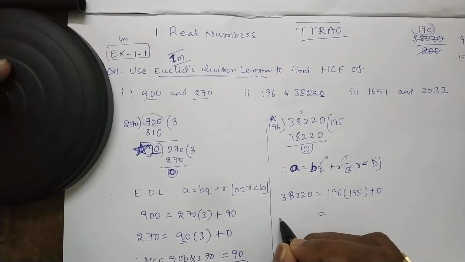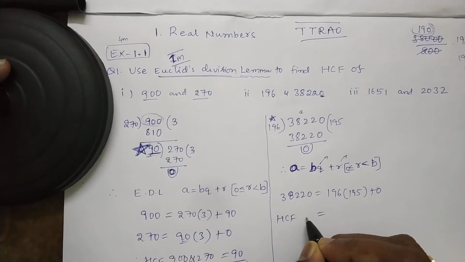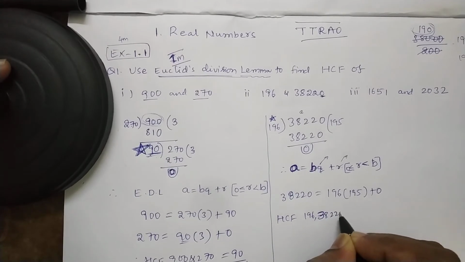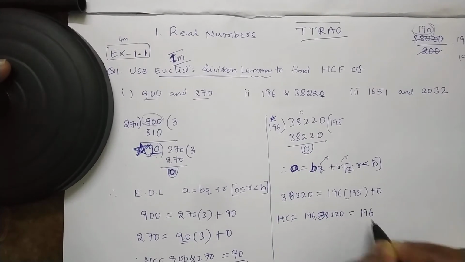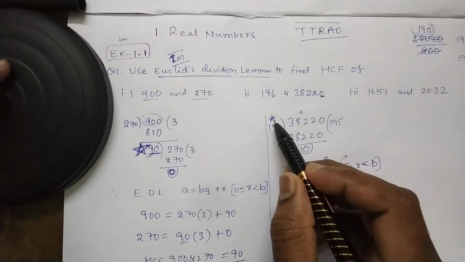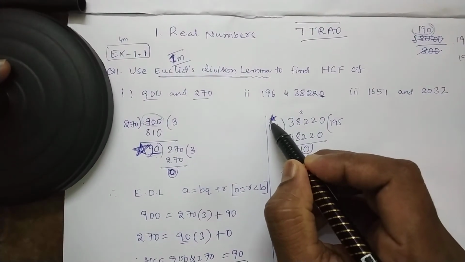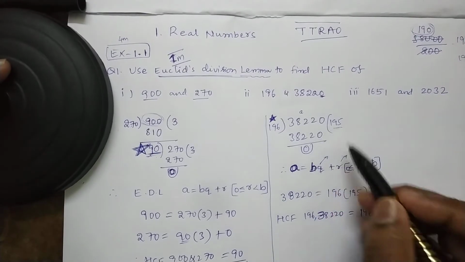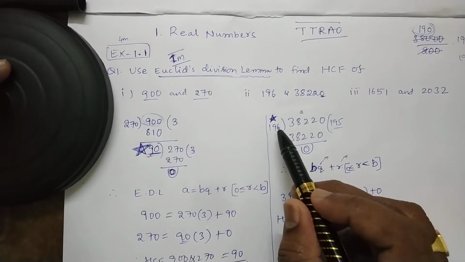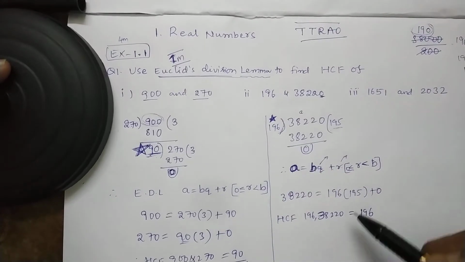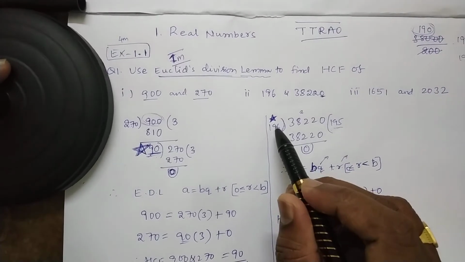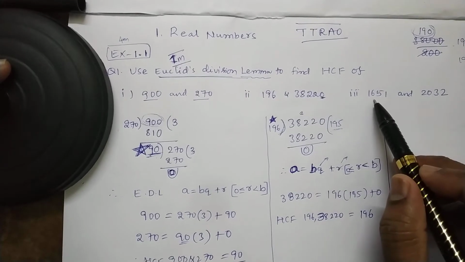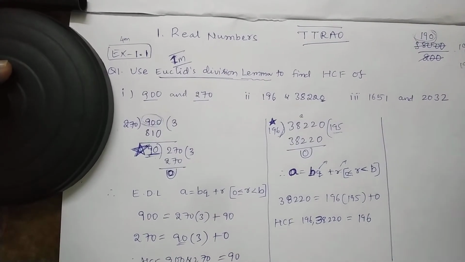So the HCF of the given numbers 196 and 38,220 is equal to 196. As I told you, many children calculate and write 195 as the HCF. Don't get confused. Always the divisor will be the HCF. So better you keep the star mark. Similarly, let us go ahead with this. Now what kind of questions can you expect?